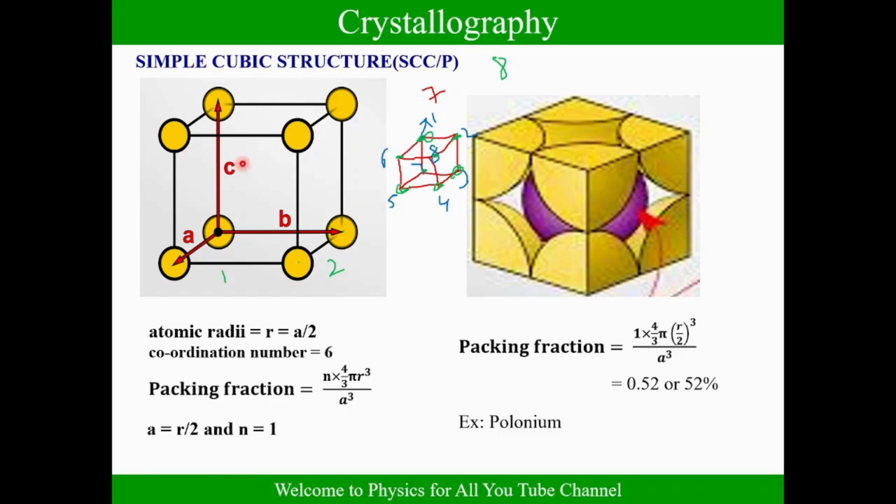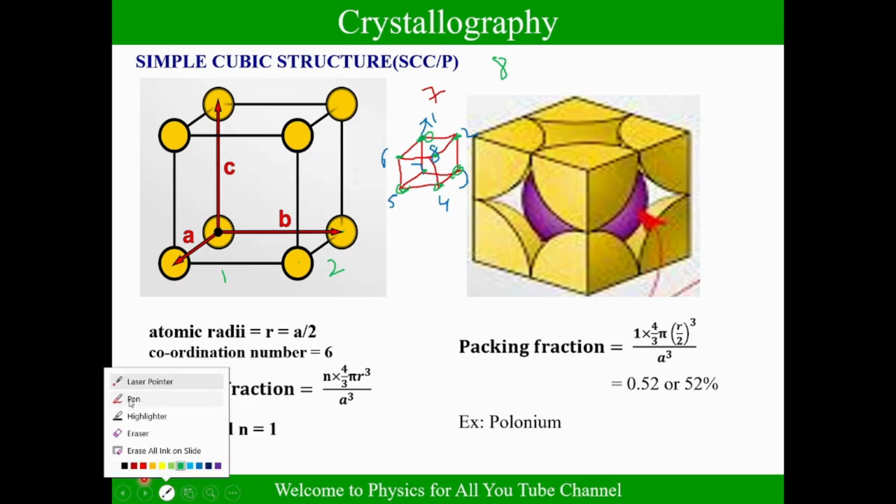Now, in this unit cell, how are all the atoms arranged? These atoms are arranged on the corners of the unit cell, which means it looks like this. Okay. So, in this simple cubic structure, let us go through the second diagram carefully.